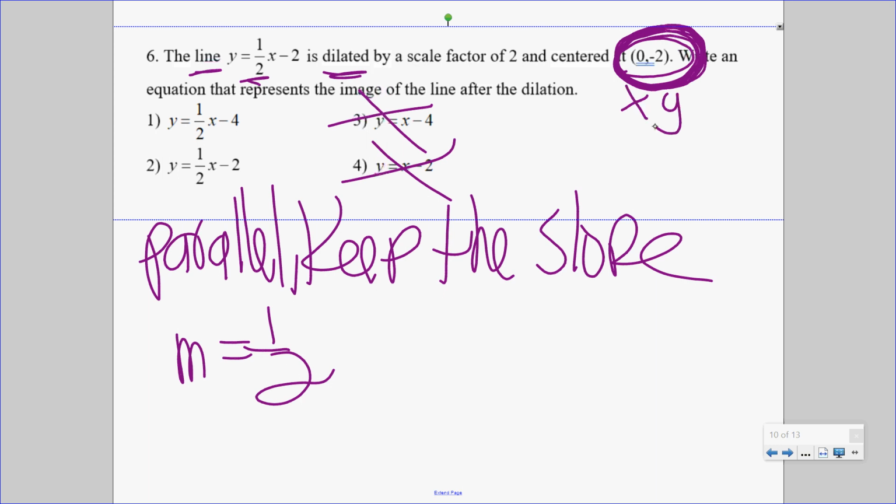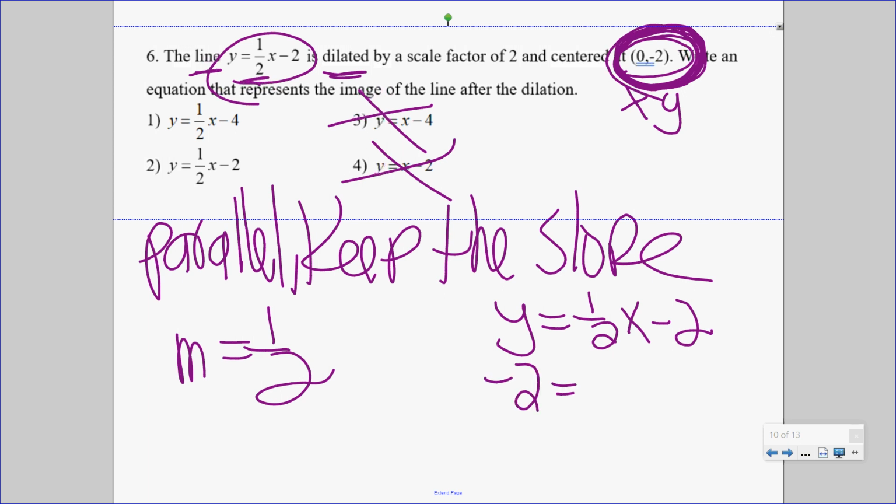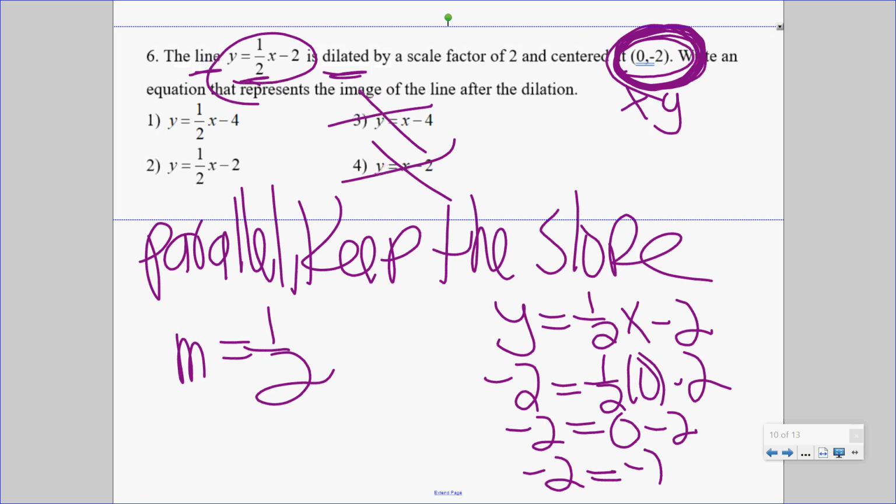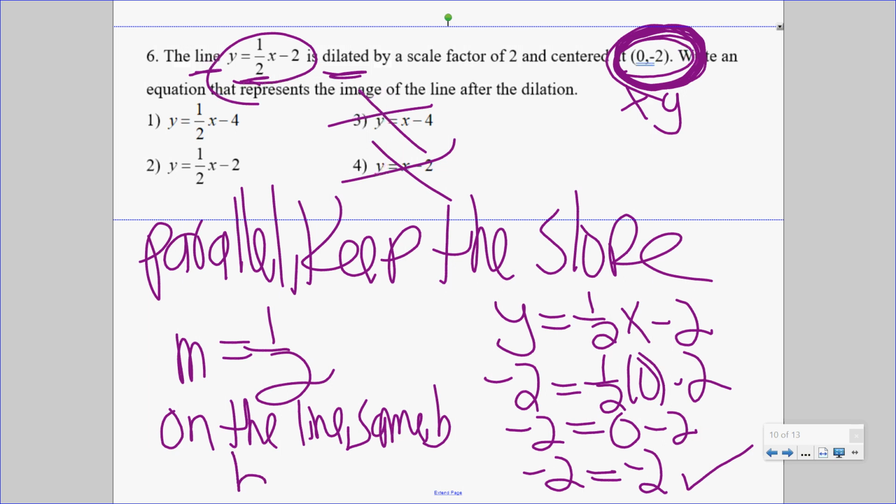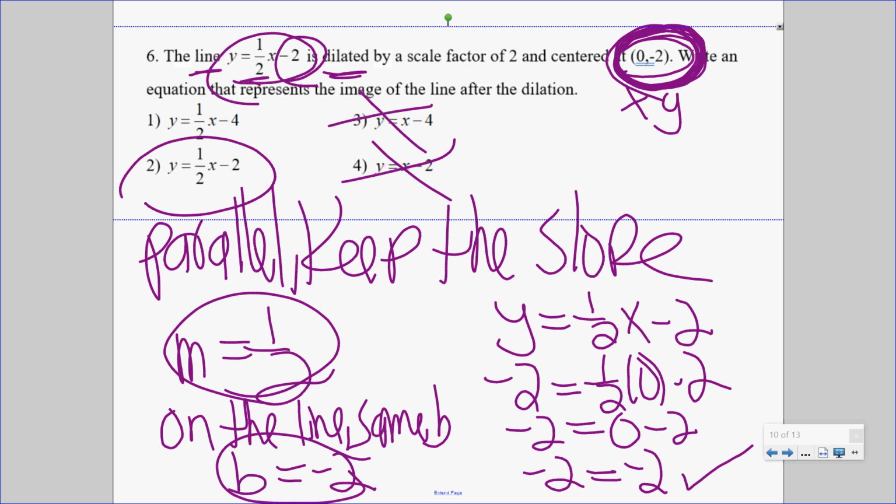Sub x and y. So I'm going to take this equation, and I'm going to substitute 0 for x and negative 2 for y, because that's the center of dilation. 1/2 times 0 is 0. 0 minus 2 is negative 2. Yes, it's on the line. On the line. Same b. Same slope, same b, same equation. Choice 2 is your answer.